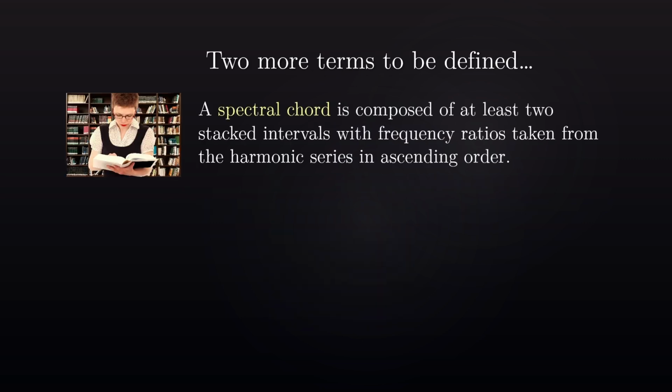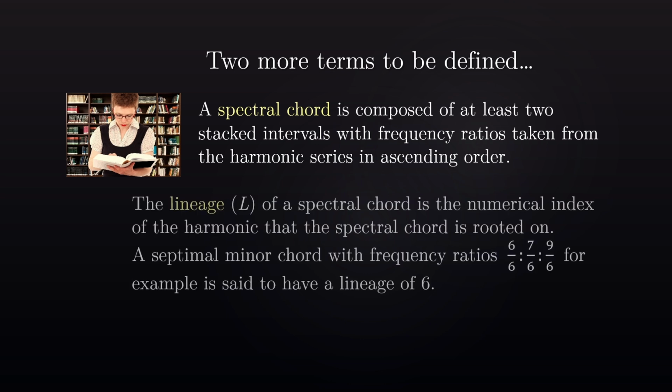A spectral chord is composed of at least two stacked intervals with frequency ratios taken from the harmonic series in ascending order. Within a spectral chord, arbitrary harmonic indices may remain mute. The lineage of a spectral chord is the numerical index of the harmonic that the spectral chord is rooted on. A septimal minor chord with the frequency ratio shown is said to have a lineage of 6.